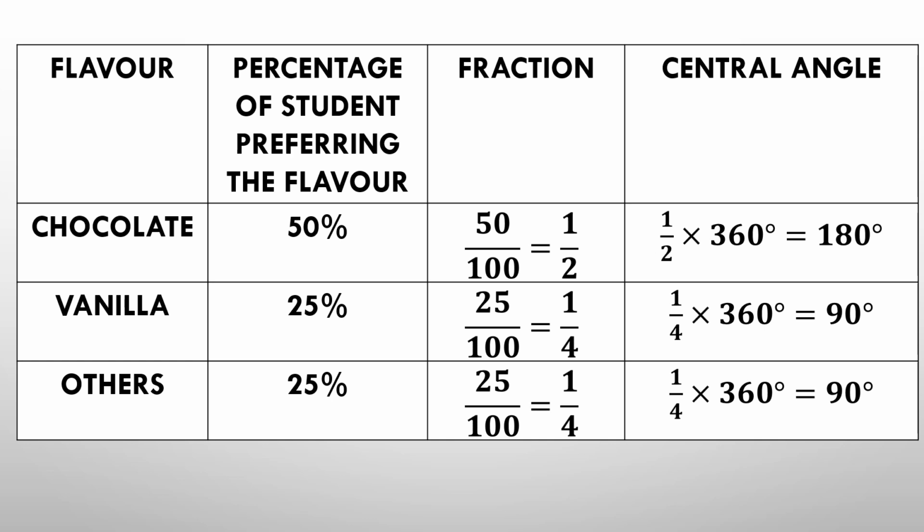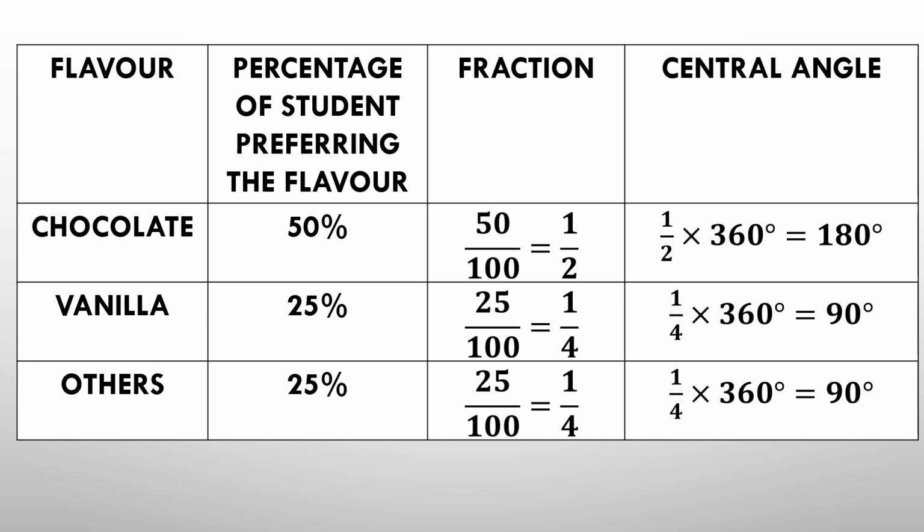Now we will find the fraction for each part. The fraction of chocolate will be 50 by 100, that is 1 by 2. The fraction for vanilla will be 25 by 100, that is 1 by 4. And the fraction for others will be 25 by 100, that is 1 by 4.